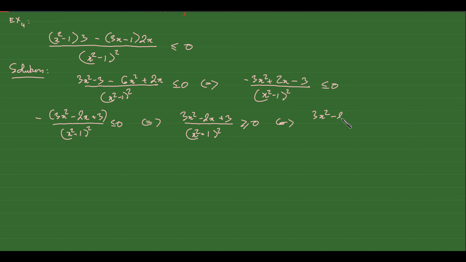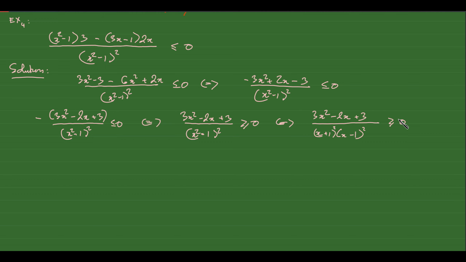Maybe we can just factor the bottom. Alright, we can factor the bottom. So x squared minus 1 is x plus 1 times x minus 1, right? And you square everything, so you're going to have something like this. Alright, so the top we can't factor. We're going to just go ahead and leave it like that.